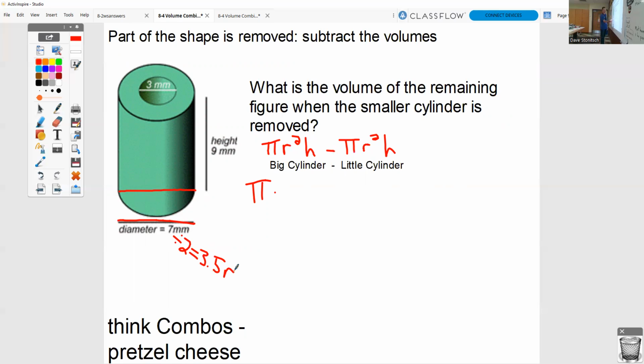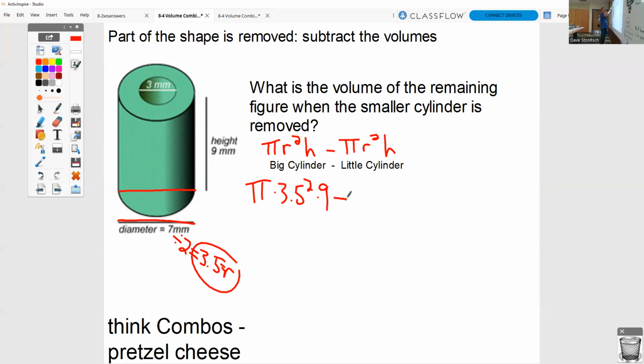So that radius is going to be 3.5 when we divide. So pi times 3.5 squared times the height. The height is clearly 9. Minus, now we're looking at the little cylinder.